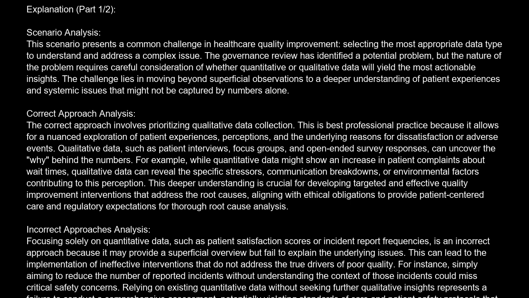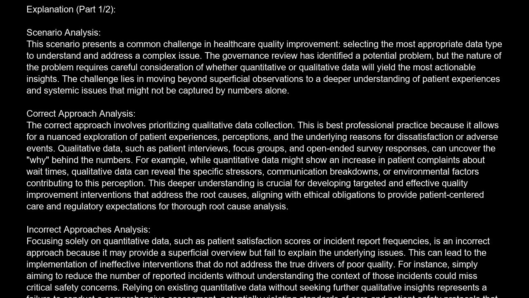For instance, simply aiming to reduce the number of reported incidents without understanding the context of those incidents could miss critical safety concerns. Relying on existing quantitative data without seeking further qualitative insights represents a failure to conduct a comprehensive assessment, potentially violating standards of care and patient safety protocols that mandate a thorough understanding of quality issues.